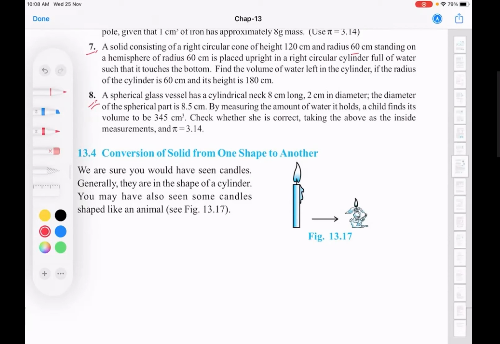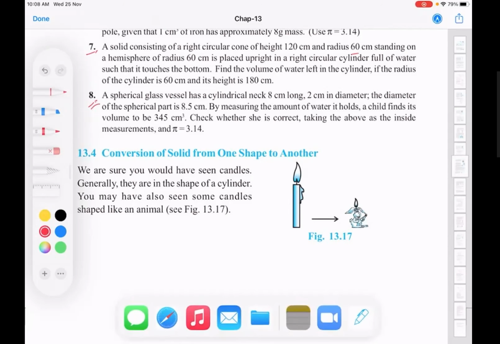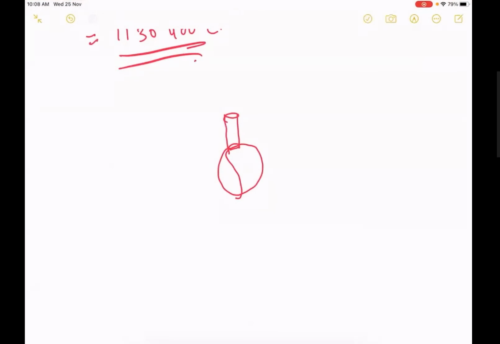By finding the volume of this figure, a child finds its volume to be 345 cubic centimeters. We need to find whether he or she is correct or wrong. So how do we find it?